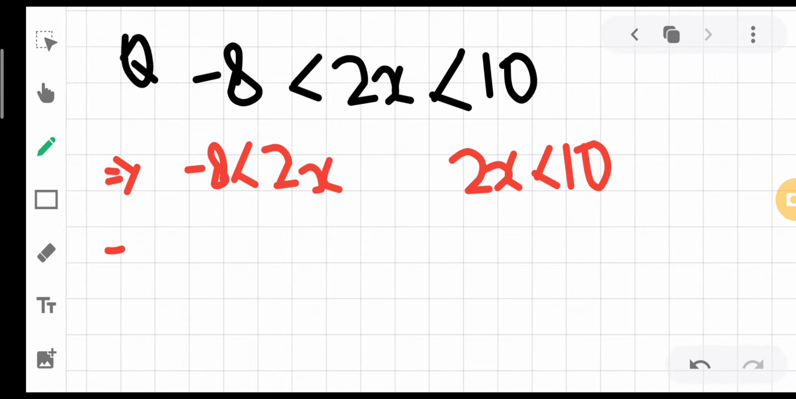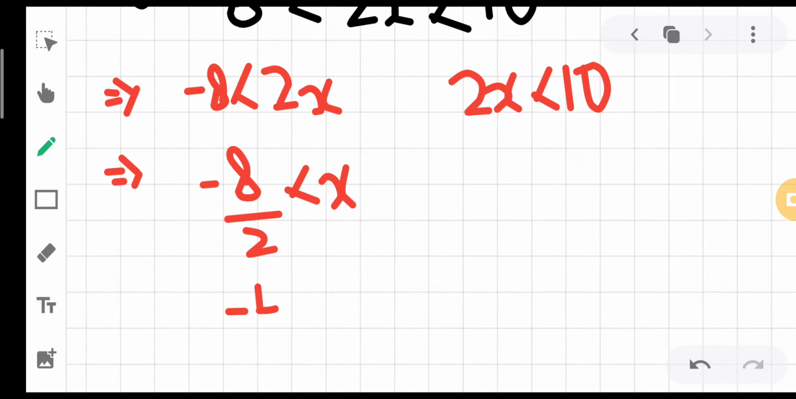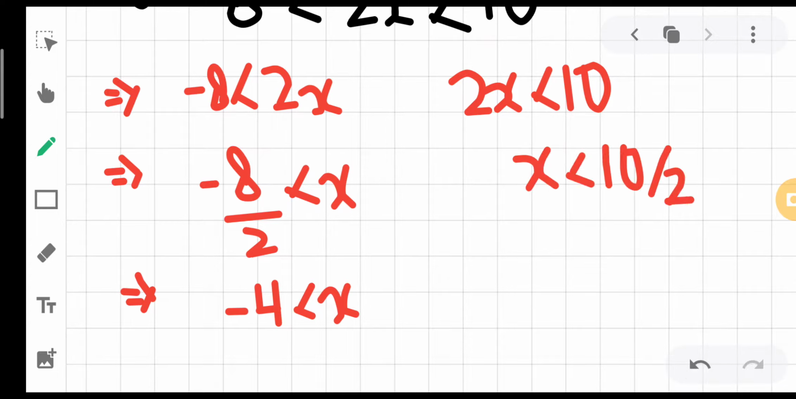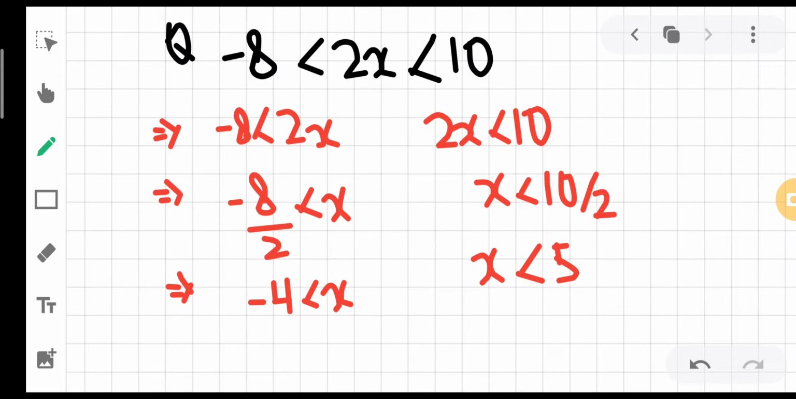So finally, -8 is going to be divided by 2. This comes out to be the value of x. So the value of x is greater than negative 4. And while solving the following part, the value of x will be 10 divided by 2. 10 divided by 2 results in 5. So the value of x is lesser than 5.